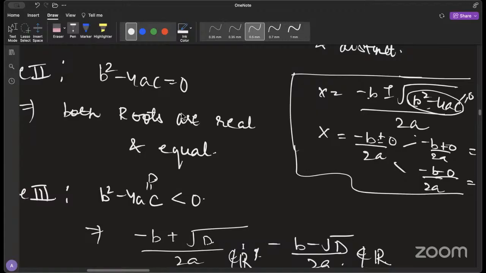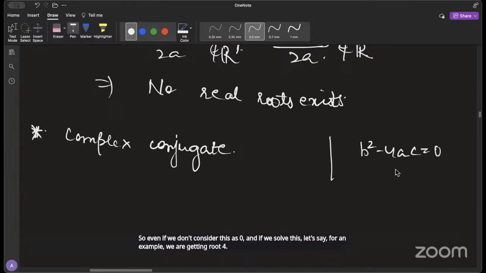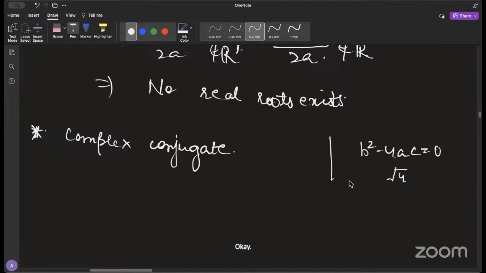I didn't get your question. Let's say, for example, you are considering b square minus 4ac as 0, right? Okay. So even if we don't consider this as 0, and if we solve this, let's say for an example we are getting root 4. So it will be either plus 2 or minus 2, right? So in this case we'll be getting one real root, which will be unique.